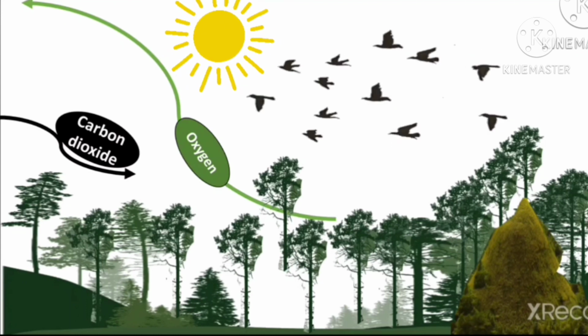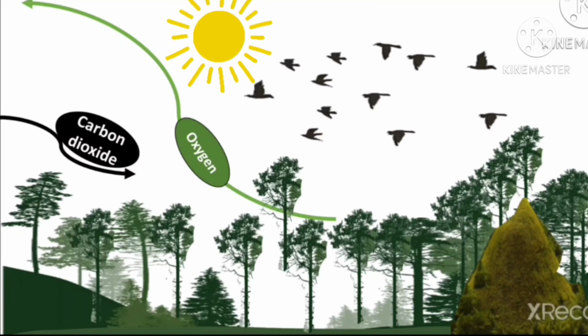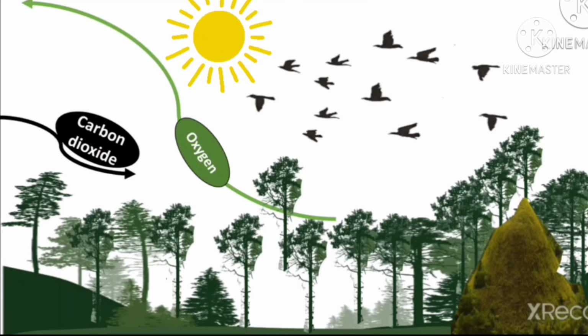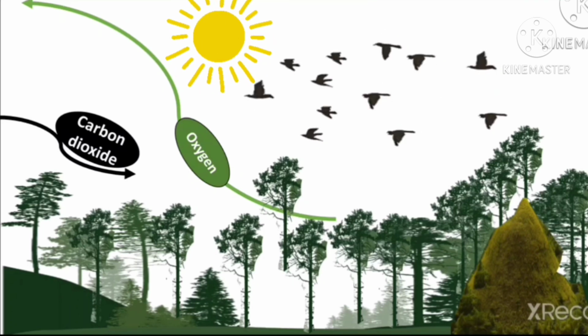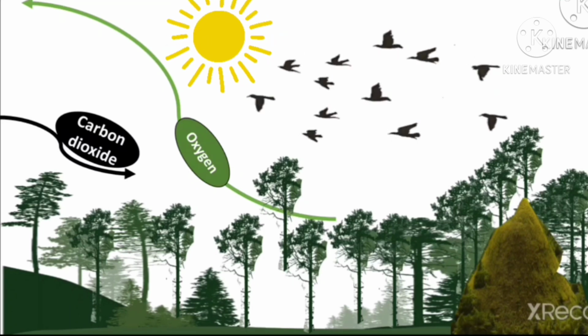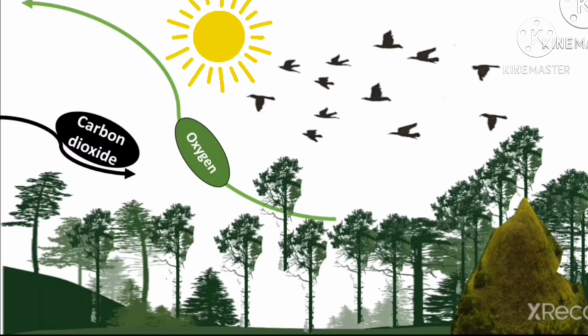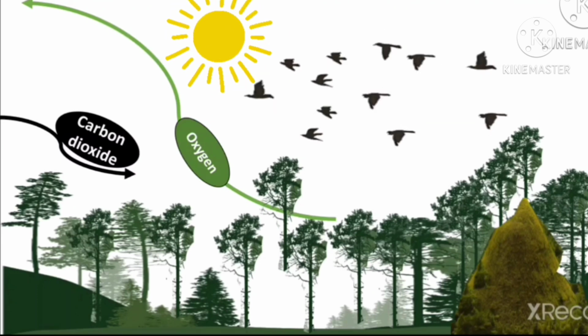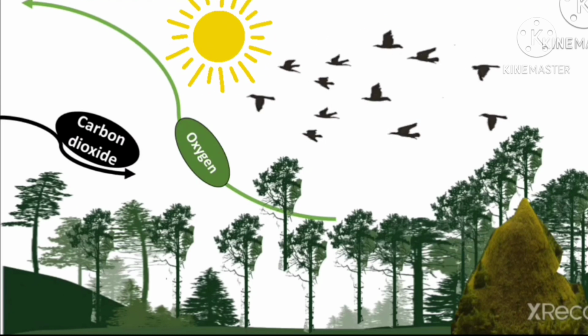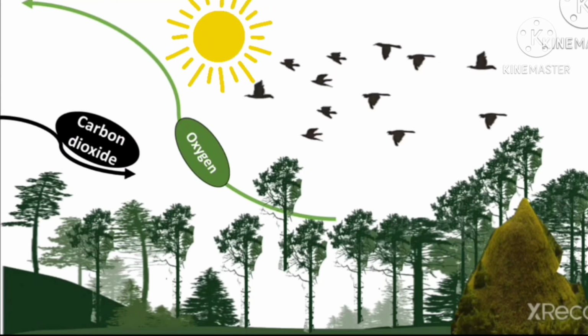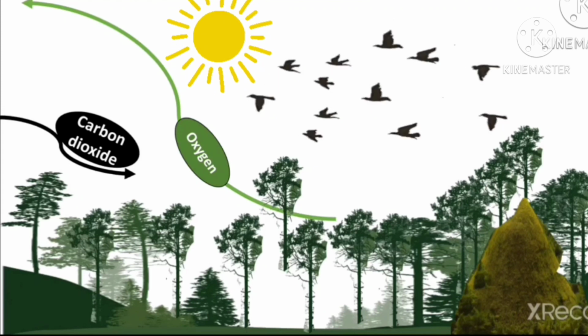So it is one of the best habitats for birds, plants and animals. So what if we are cutting down the trees? These birds will not get the food to eat. They will not be able to make their shelter. Their habitats will be lost. So they will not be able to survive here. Either they will die or they will leave the place.